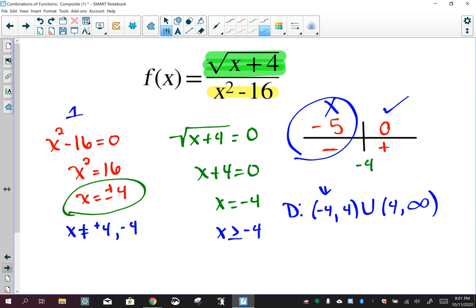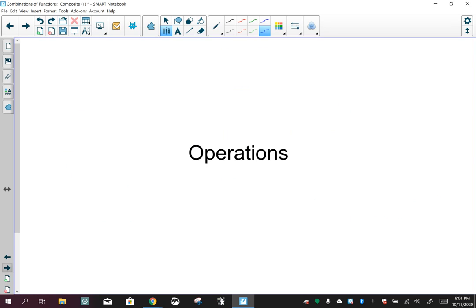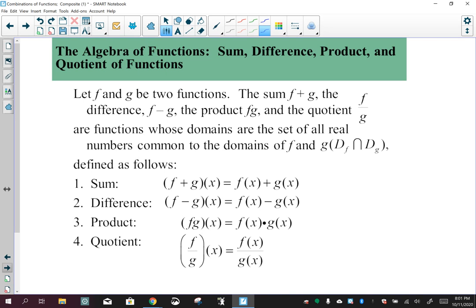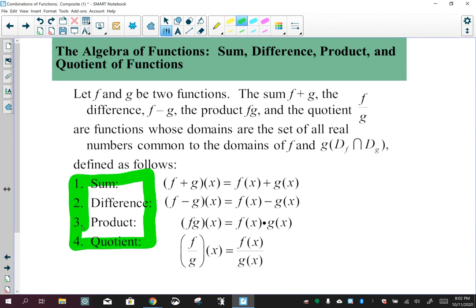Okay. All righty. So now let's look at operations. What's going to happen here is I'm going to give you an f of x, a g of x, an h of x, whatever, and I'm going to have you do specific operations with them. Basically what we're going to do is add, subtract, multiply, and divide. So you have 4 things that we're actually going to look at here. So these 4 right here: add, subtract, multiply, divide.